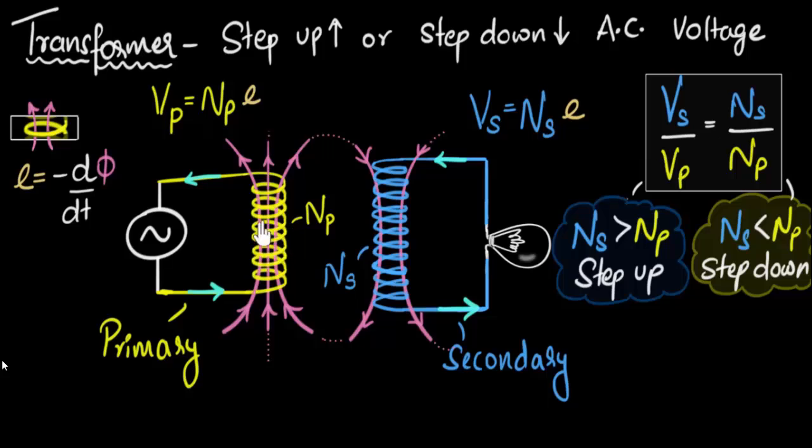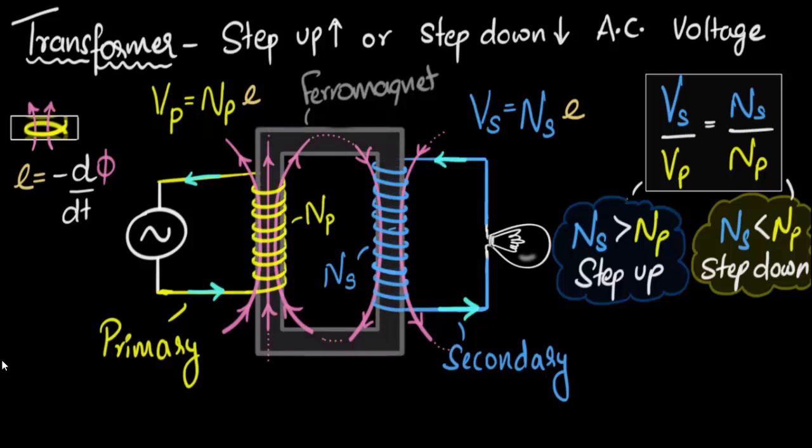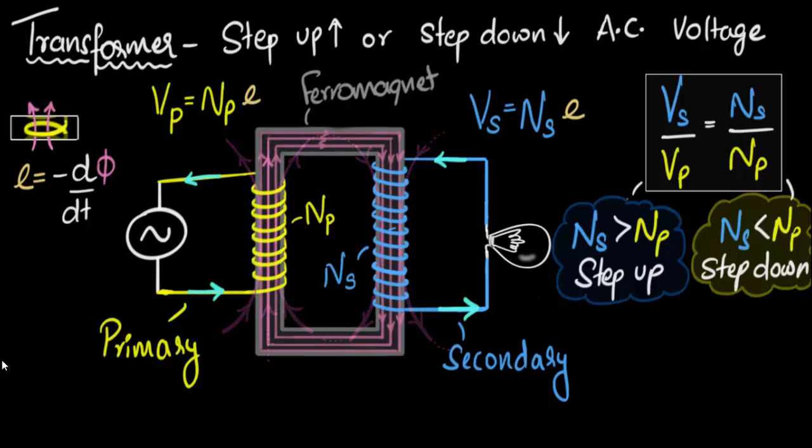Okay. Lastly, how do we make sure the flux here and here remains exactly the same? Otherwise, the equation won't work. Well, a way to do that is by introducing a ferromagnetic core. A ferromagnet has the ability to sort of suck in magnetic field lines. And as a result, almost all the field lines from the primary pass through the secondary, making sure the flux through each coil is exactly the same.